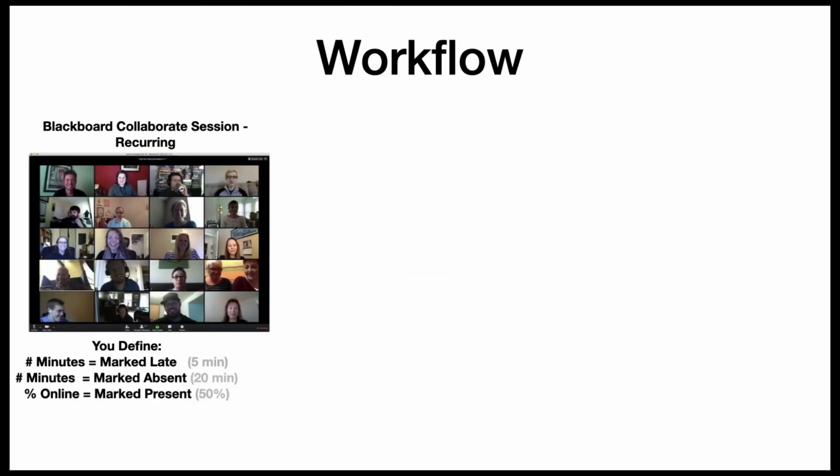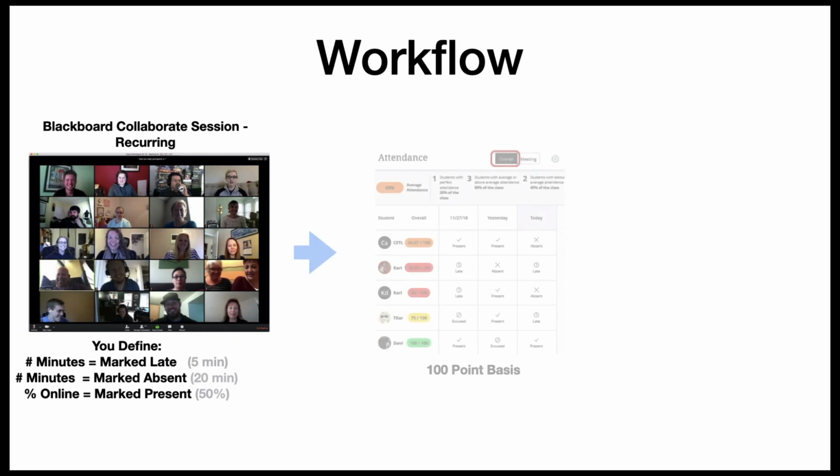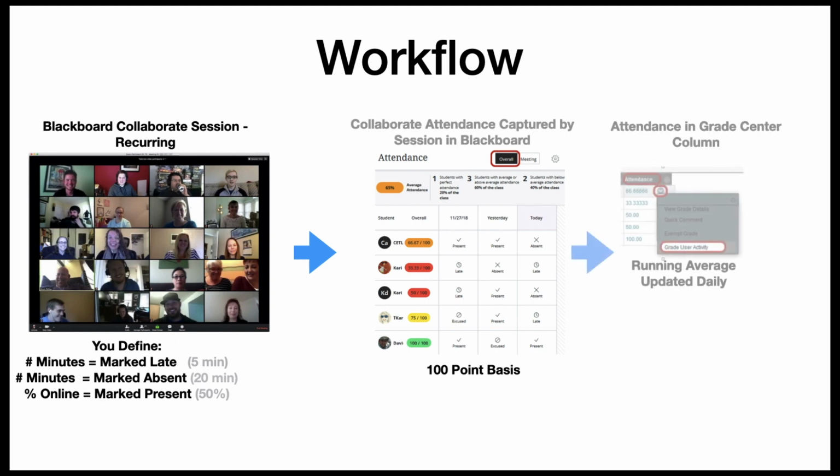Here is an outline of the workflow described in this session. Your students participate in recurring Blackboard Collaborate sessions. Meanwhile, Collaborate tracks: are they late? Are they absent? And if they are present, how long are they present? Blackboard Learn's attendance module scores attendance for each day, where 0 means absent and 100 means fully present. Finally, the attendance scores get passed to a Grade Center column where they can stand alone, be combined in a category such as participation, or stand as purely informational.